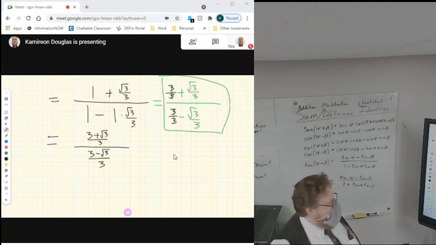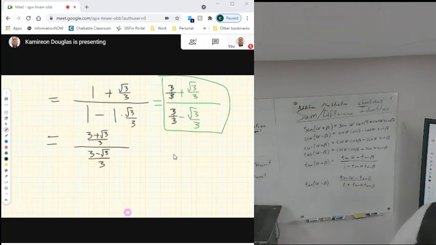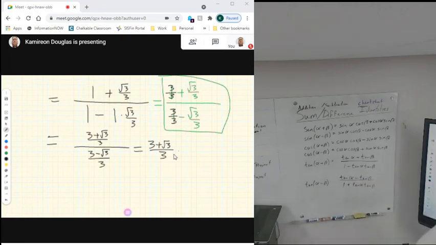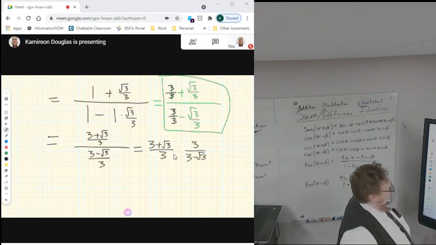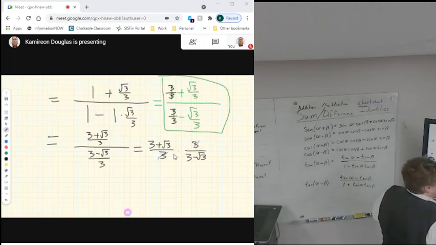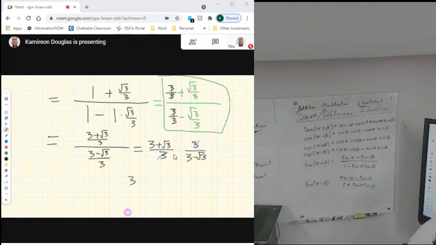Now I use the KFC method, or multiplying by the reciprocal, to get this from two big fractions to one smaller fraction. The top stays the same, 3 plus the square root of 3 over 3, times the bottom flipped. This becomes 3 over 3 minus the square root of 3. So, the 3's cancel, and we're left with 3 plus the square root of 3 over 3 minus the square root of 3.